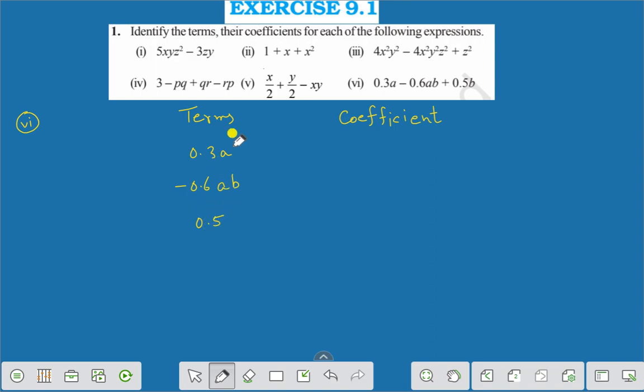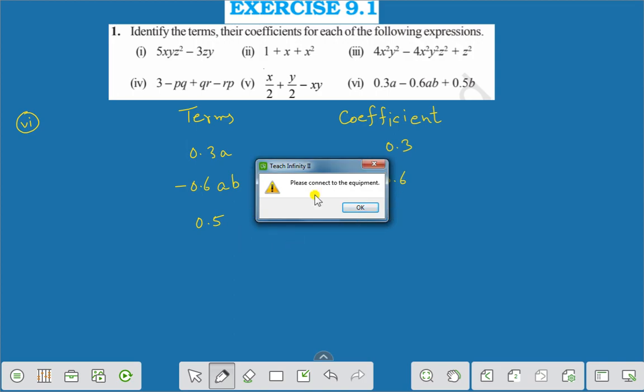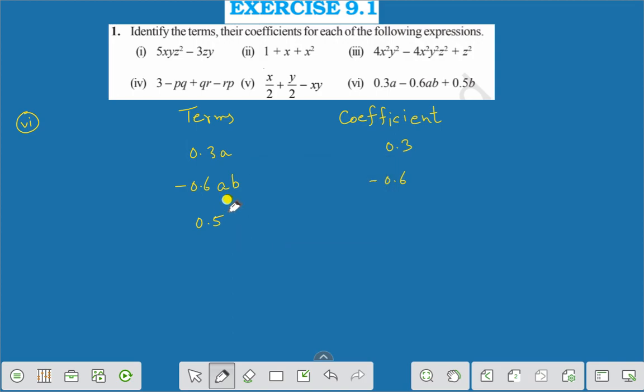0.3a is multiplied with 0.3, therefore the coefficient is 0.3. ab is multiplied with minus 0.6, therefore minus 0.6 is the coefficient. And 0.5b, b is given here. You see 0.5b. The b is multiplied with 0.5, therefore the coefficient is 0.5. Right?